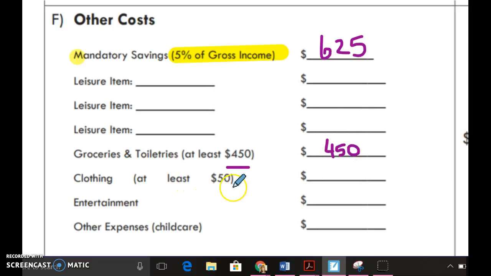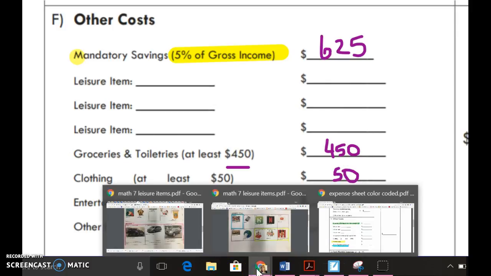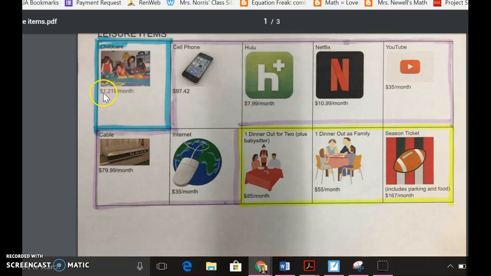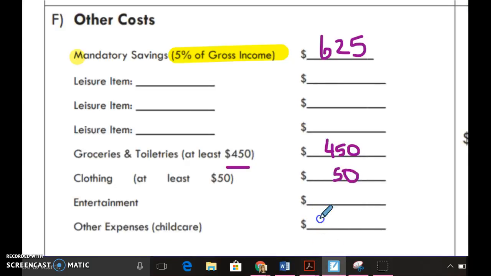You have to have at least $50 for clothes. But I know I like to buy clothes, so I may bump it up to $100. But you have to at least have $50. Childcare is optional. It's one of those leisure things. If you decide you don't want to carry your baby around all day long, then you would put $1,219. Most people, when they go to work, can't have their baby with them all day long. So if you decide to do that, you need to add that to your sheet. $1,219 right here.